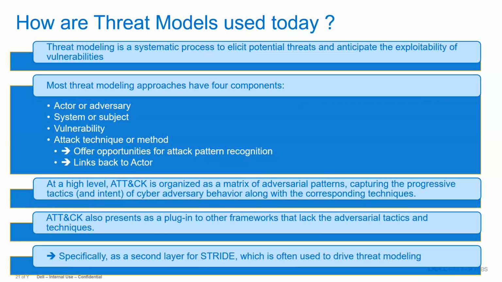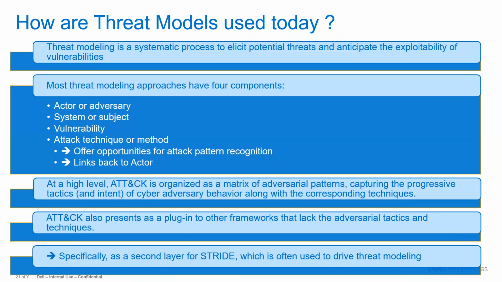Now, the way current day threat modeling is done, it has four different things, right? You have to identify who are the actors or adversaries, what is the asset you're trying to protect, what is the weakness or vulnerability you're going to discover, and what is the technique, the exploit method you're going to use, right? Now, the last one is the important one, the attack technique. So this gives you insights into what is the pattern, what is the modus operandi, and also it gives you the link back to the attacker.